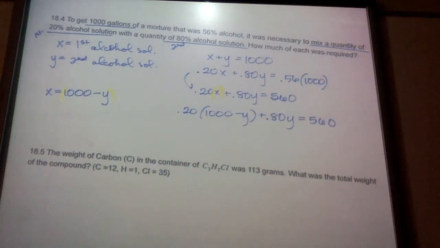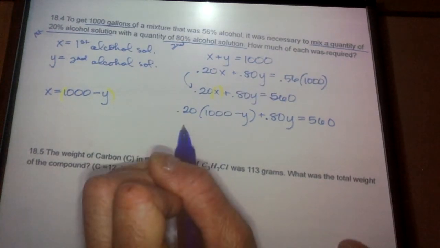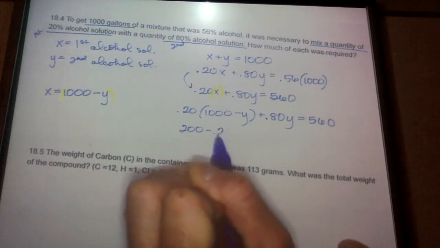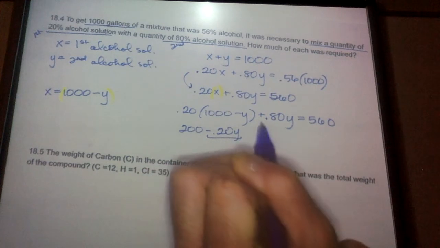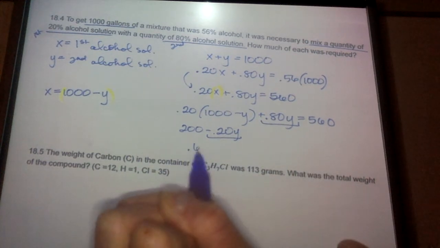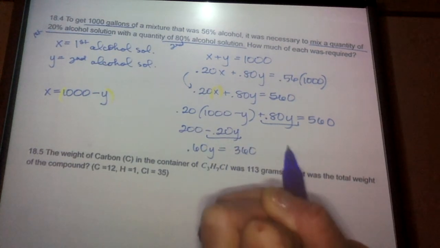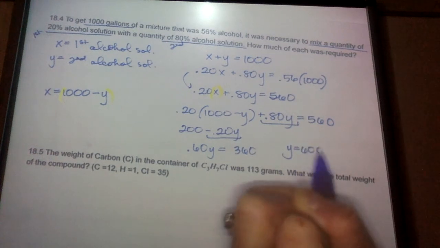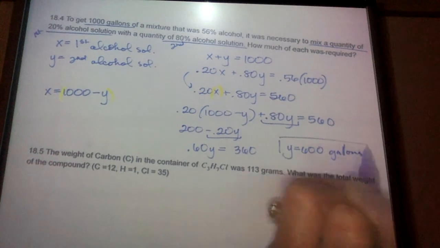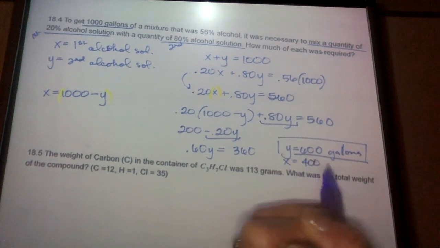Again, setting it up is the hardest. And then that gives me 200 minus 0.20y. I'm going to combine like terms, and I'm going to subtract 200. So 0.60y equals 360. So y equals 600 gallons. And if y equals 600 gallons, I know they add up to equal 1,000, so x equals 400 gallons.